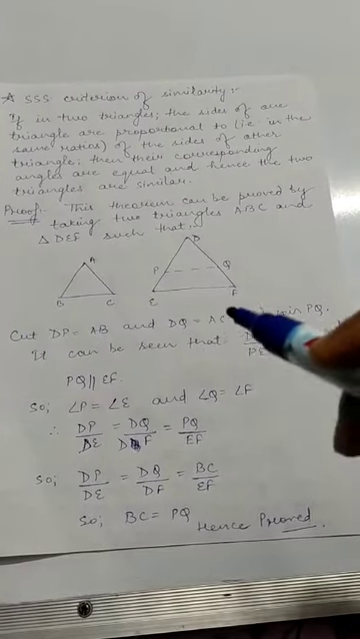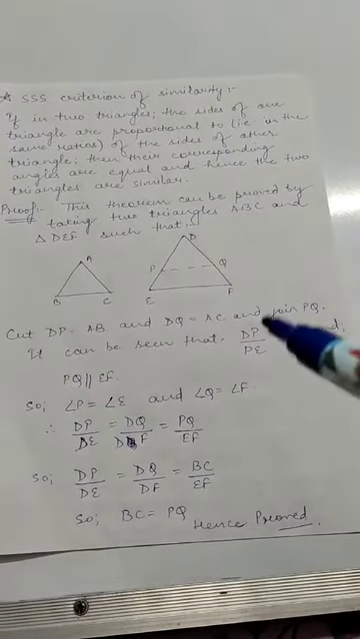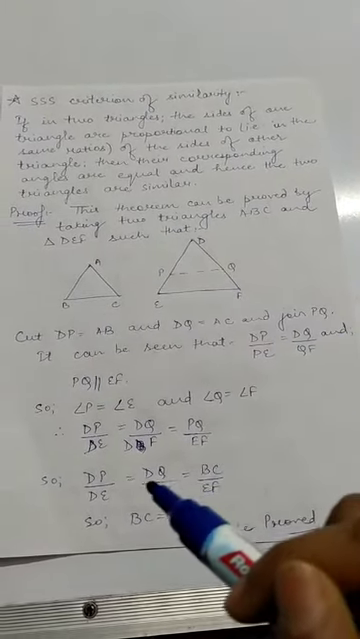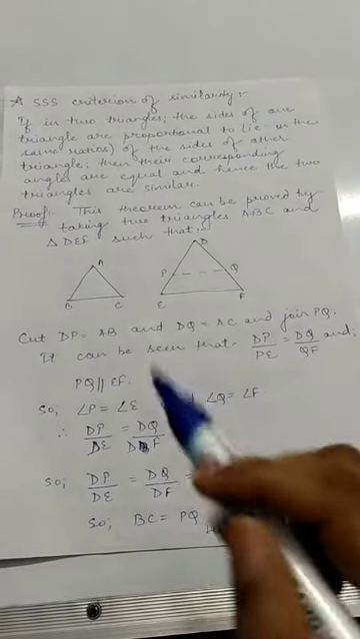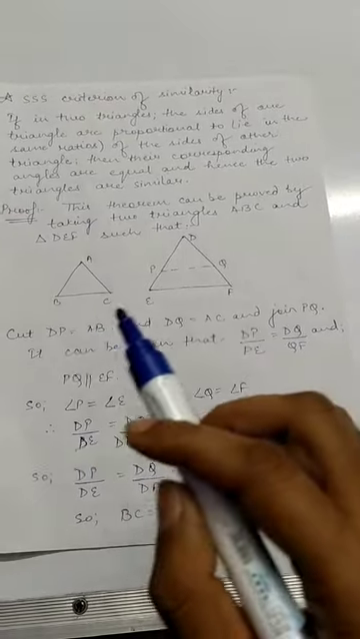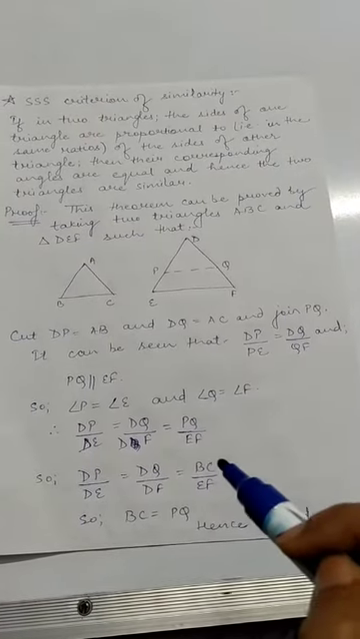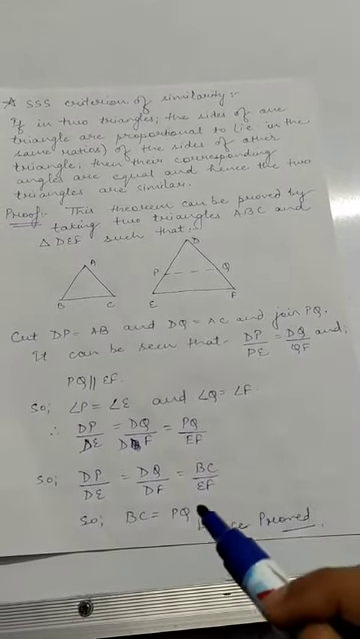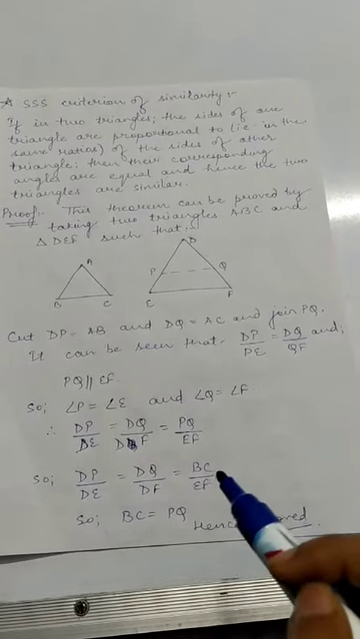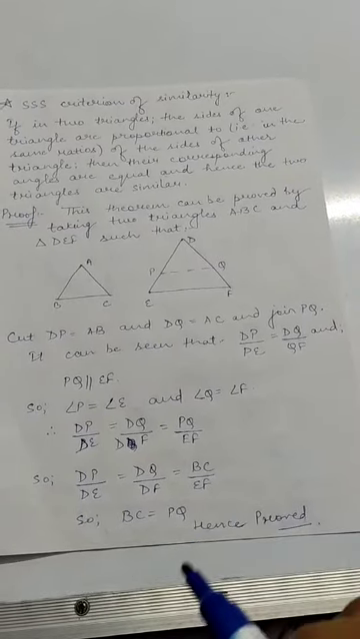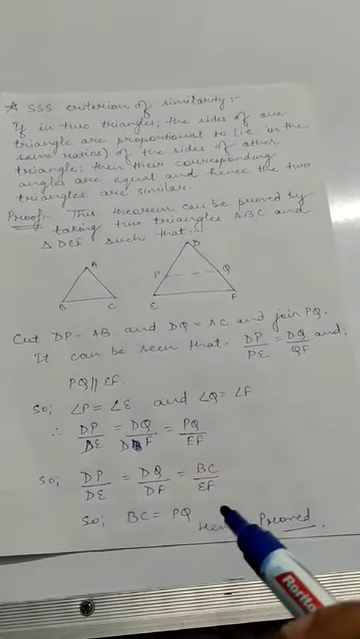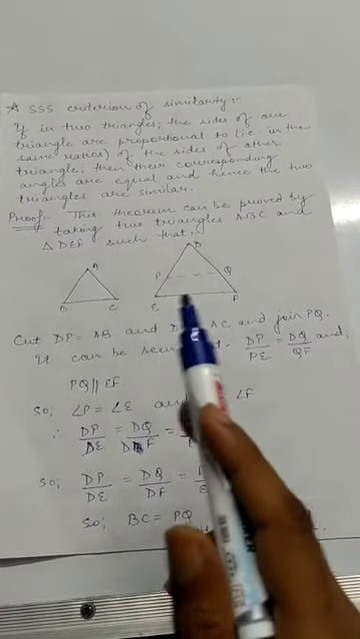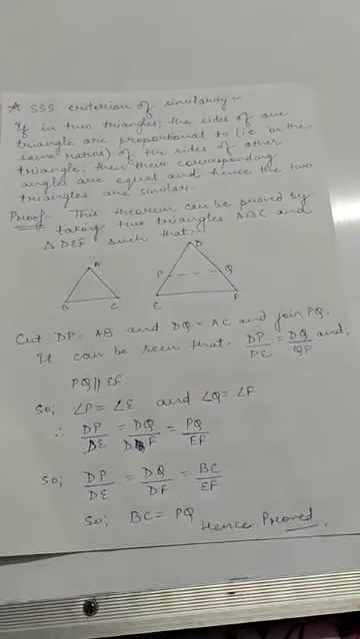Because the lines are parallel, we have used the BPT theorem. So DP upon DE equals DQ upon DF equals, the value of PQ can be replaced by BC, so this equals BC upon EF. So from the first and second equation, BC equals PQ. Hence it is proved. So the lines' ratios are equal and their corresponding sides are also equal.